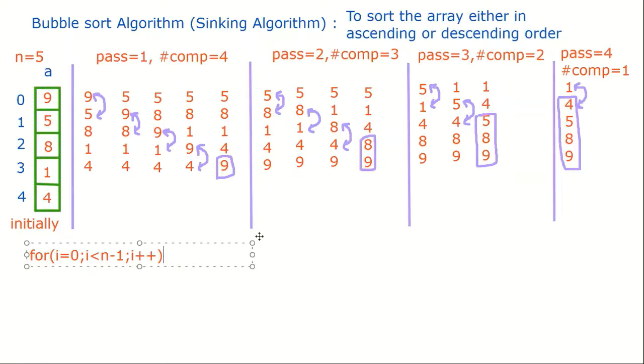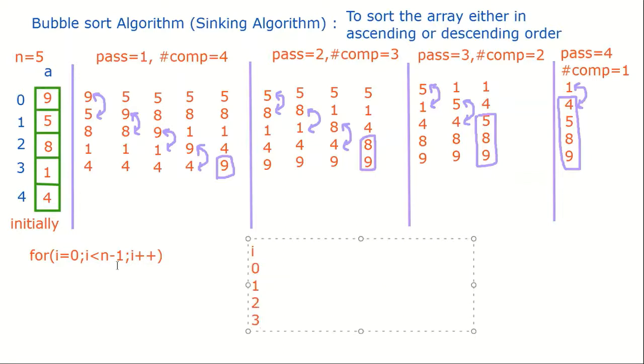How is the i being iterated? The i value changes from 0, 1, 2 and 3. So if it is n minus 1, the value will be 0 to i less than 4. So up to 3, i iterates. This is how the sequence of i iterates.